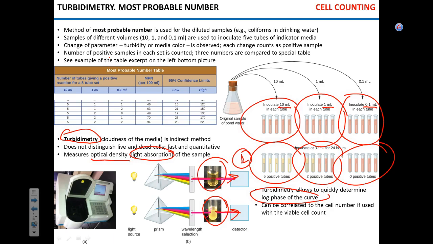What you do next? You go to a special magic book that contains a magic table, and you look at the magic table. And the magic table tells you that if you have 5 positive in 10 mil, 2 positive in 1 mil, and 0 positive in 0.1, your most probable number is 49 bacterial cells per 100 milliliter.